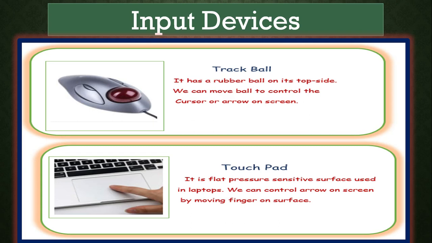Next is touchpad. It is a flat pressure sensitive surface used in laptops. We can control the arrow on screen by moving a finger on the surface. So touchpad is normally used in laptops, and this is a pressure sensitive surface. It means whenever you move your fingers on the surface, it will also change the position of the arrow or cursor on the screen.